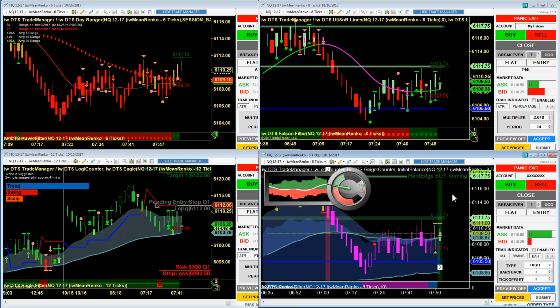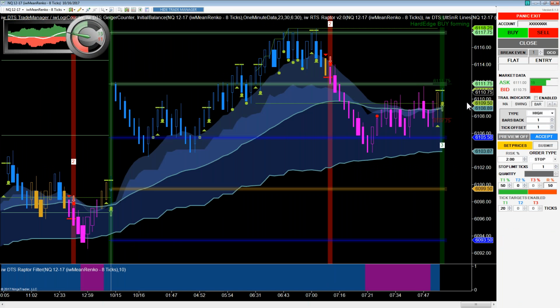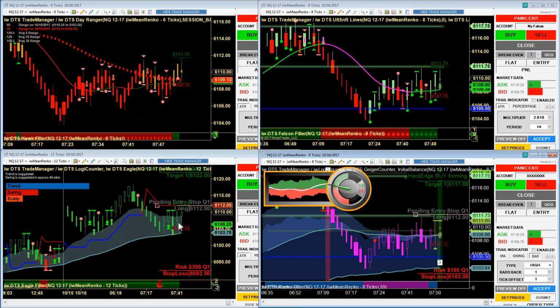Okay, so the Raptor is now flashing a hard edge buy signal, pretty much confirming the same kind of signal that we just saw on the Eagle. And here too, I'm only going to go in with a single contract. It's the duplicate trade of what we're getting here on the Eagle.